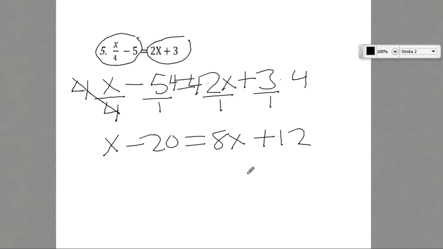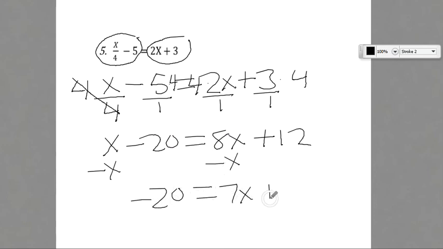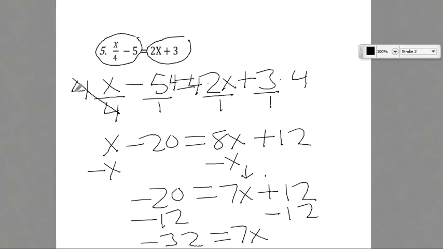And then from there, we're just going to go ahead and solve the equation that we have left. Once the fractions are gone, we just have an equation with the variable on both sides, which you guys know how to solve. So we would minus x from both sides here. So that gives us negative 20 equals 7 times x plus 12. And then this is a simple two-step equation. To get this x right here by itself, we first need to get rid of the plus 12 by doing a minus 12. And remember, whatever you do on one side, you do the same thing to both sides. So that would give us a negative 32 equals 7 times x.